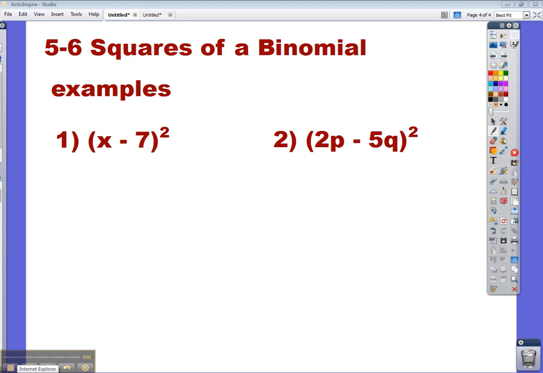All right, so now we have a binomial that is squared. We have a square of a binomial. Now, when we have the quantity x minus 7 squared, this is going to equal what? We are going to have to actually write this in expanded form before we can go any further. True?